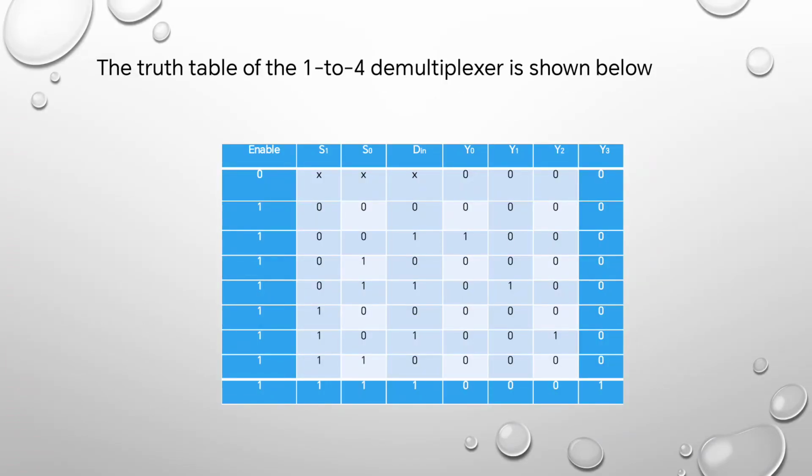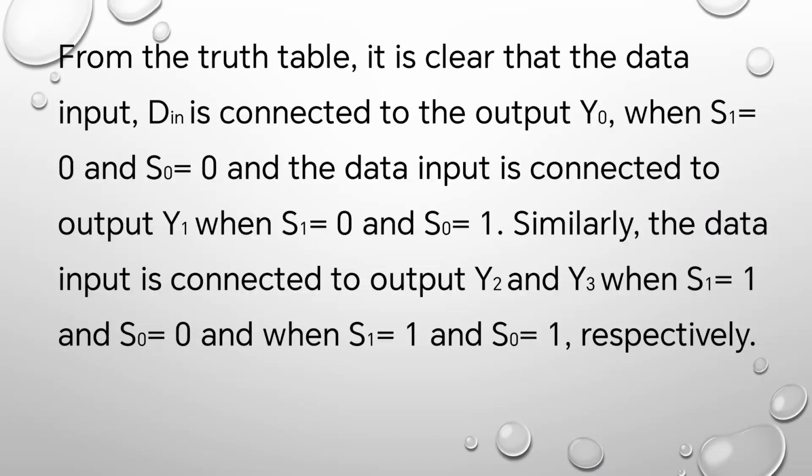So the truth table for the 1 to 4 demultiplexer is shown below. So here S1, S0, D in as well as Y0, Y1, Y2, Y3 are mentioned. From the truth table, it is clear that the data input D in is connected to the output Y0 when S1 is equal to 0 and S0 equal to 0, and the data input is connected to output Y1 when S1 is 0 and S0 is 1. Similarly, the data input is connected to output Y2 and Y3 when S1 is 1 and S0 is 0, and when S1 is 1 and S0 is 1 respectively.